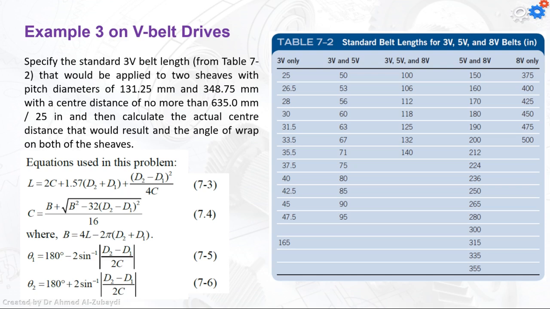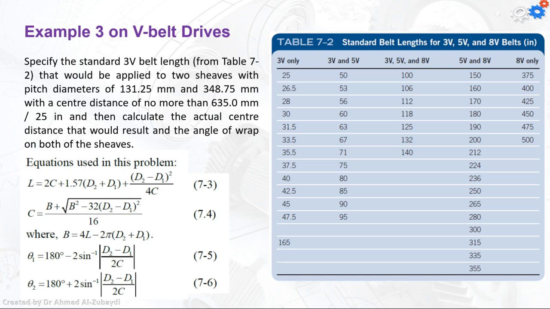Now a third example, and in this example we need to specify the standard 3V belt length that will be applied to two sheaves with pitch diameters of 131.25 millimeters and 348.75 millimeters, with a center distance of no more than 635 millimeters, or 25 inches, and then calculate the actual center distance that will result and the angle of wrap on both of the sheaves.